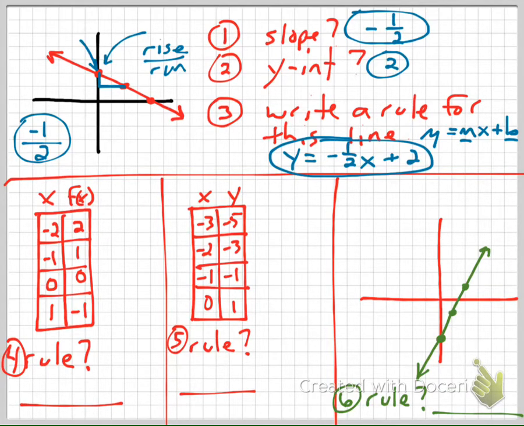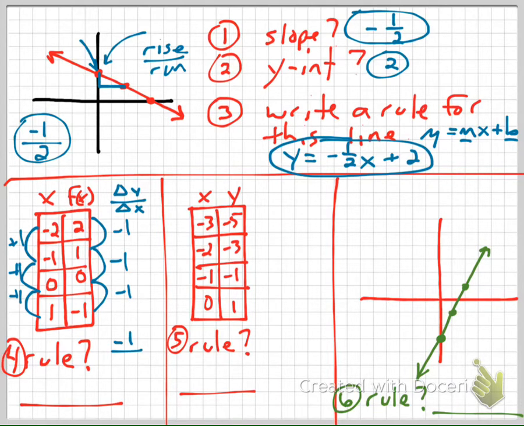Okay. Number 4. To write a rule here, you need to figure out what is the slope. Well, when you have a table like this, you're going to go, okay, what is happening with the x's each time? Plus 1. And the y's are going down 1. Now, what is the rule for finding the slope again? It's the change in y over the change in x. So what is the change in y? -1. What is the change in x? Plus 1. What is -1 over 1? Just -1. The slope of that line is -1.